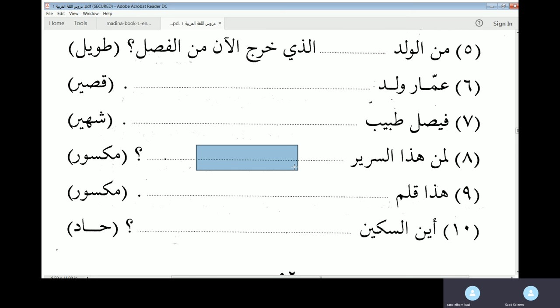Liman has a sariru maksuru. Join alif lam with maksur. Liman has a sarirul maksuru. This is a question. Is this a broken bed? Liman means to whom it belongs. To whom does this broken bed belong? Okay.